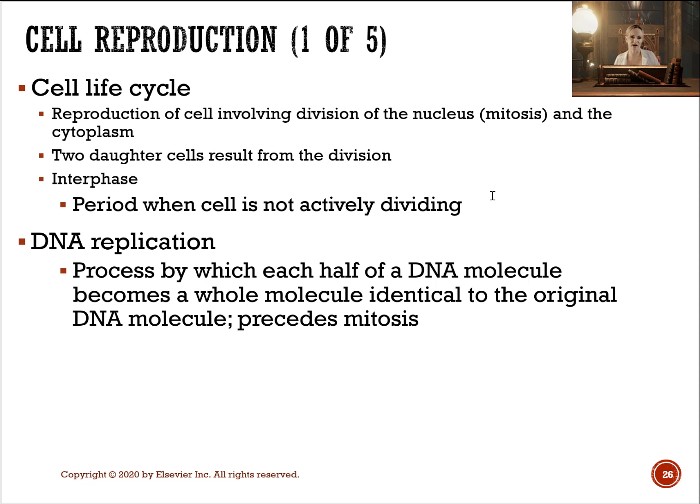So let's move on now to cell reproduction. So, the cell life cycle, the reproduction of a cell, involves division of the nucleus, which is called mitosis, and the cytoplasm. Two daughter cells result from this division. And then we have something called interphase. Interphase is the period when the cell is not actively dividing. It's just kind of hanging out.